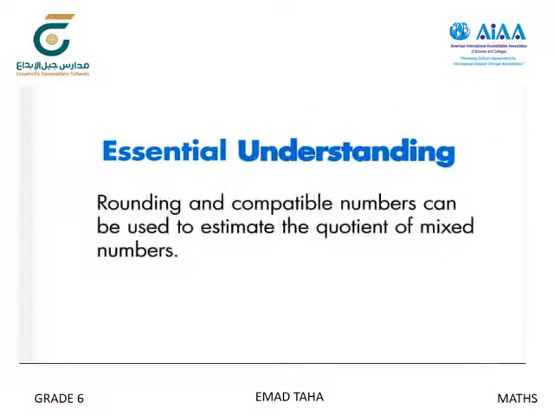The essential understanding for this lesson is rounding and compatible numbers can be used to estimate the quotient of mixed numbers. Previously, students used rounding and compatible numbers to estimate quotients of whole numbers. In this lesson, students estimate the quotient of two mixed numbers by rounding each number to the nearest whole or by using compatible numbers.